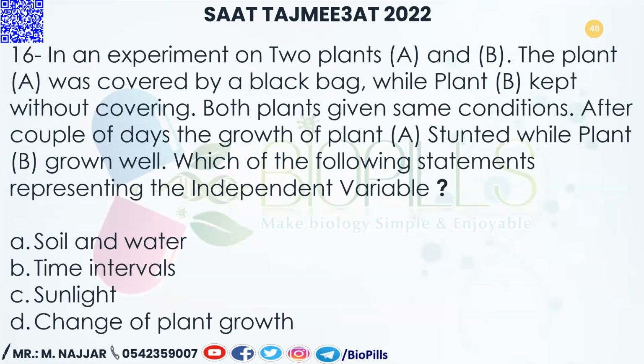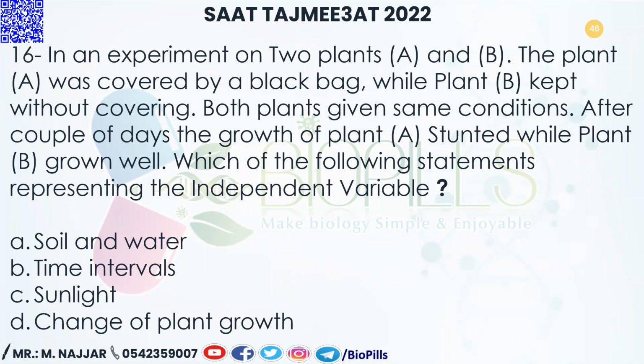Question number 16. In an experiment on two plants, A and B, plant A was covered by a black bag, while plant B was kept without covering. Both plants were given the same conditions. After a couple of days, the growth of plant A was stunted, while plant B grew well. Which of the following statements represents the independent variable? A, soil and water. B, time intervals. C, sunlight. D, change of plant growth.